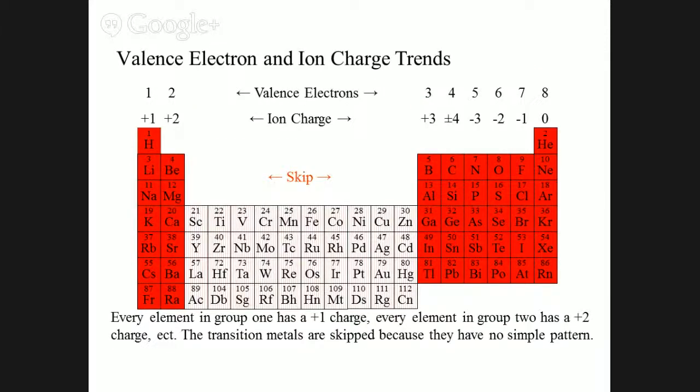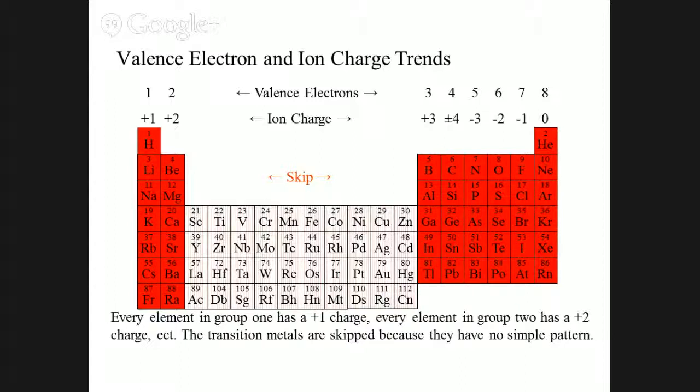We also have our trends that'll be very useful for this unit. Our ion charges: +1 for any element in column 1, +2 for anybody in column 2, an alkaline earth metal. We skip the transition metals, and then we get to the last 6 columns: +3, ±4, -3, -2, -1 for the halogens, and 0 for the noble gases, which don't make ions.